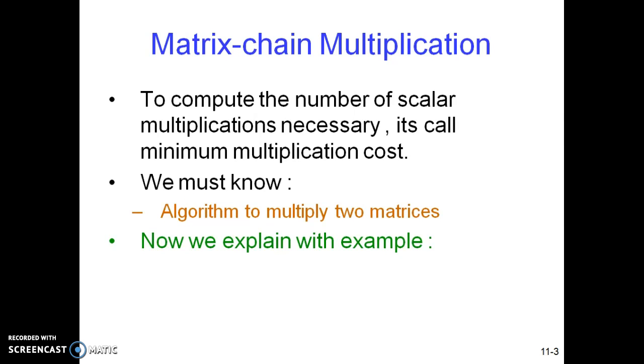To compute the number of scalar multiplications necessary, there are different ways we can multiply the n matrices, but our target is finding the minimum number of scalar multiplications. It's called the minimum multiplication cost. At first we multiply two matrices. Then we explain the n-matrix multiplication. We must know the algorithm of two-matrix multiplication. Now we explain with an example.